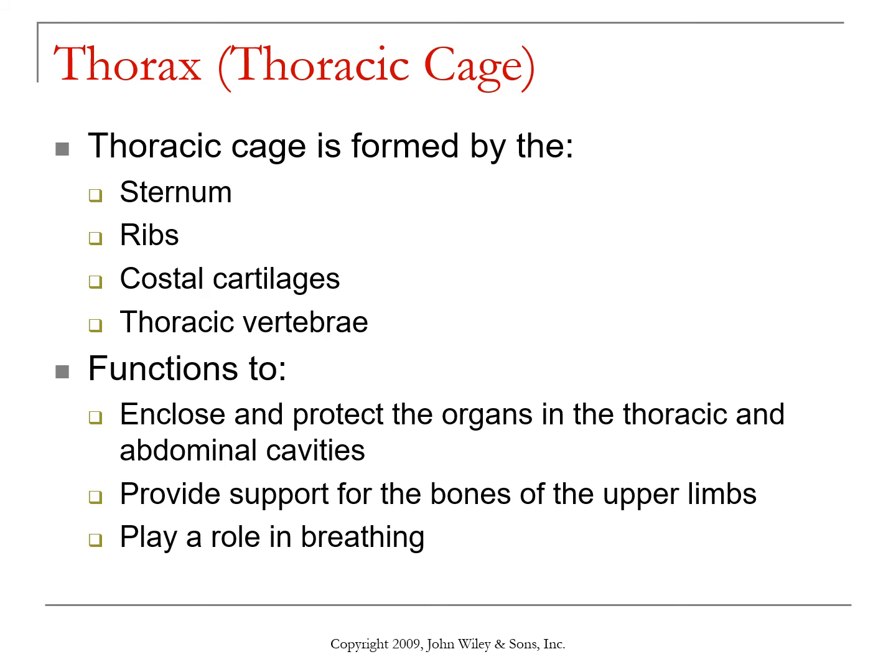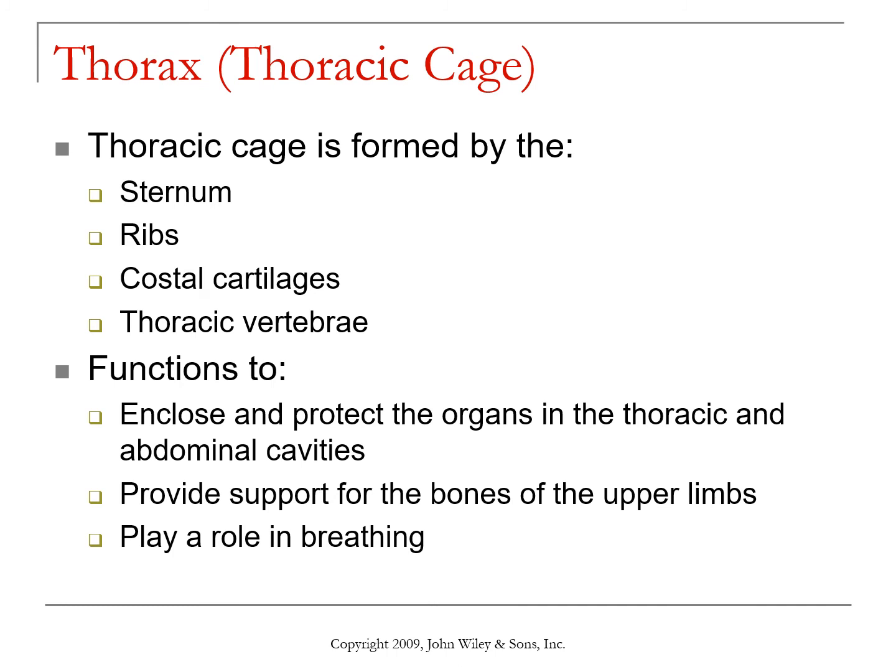The cage collectively functions to enclose and protect the organs within the thoracic cavity. So those are the lungs, the heart, the thymus, the esophagus, trachea. What else do we have in there? The aorta and the vena cava.